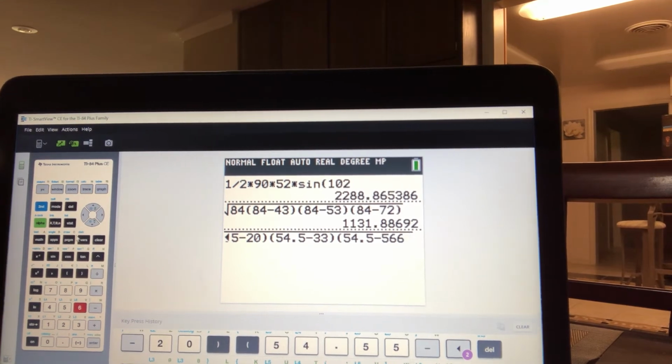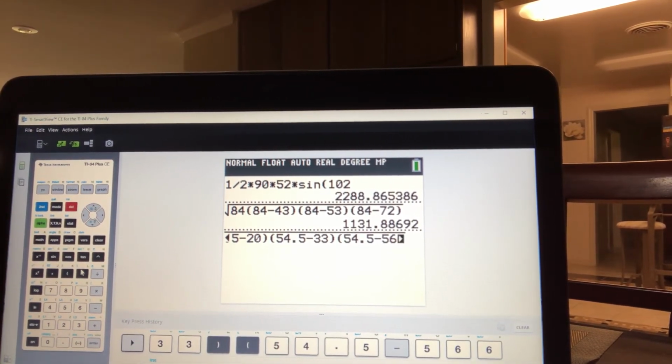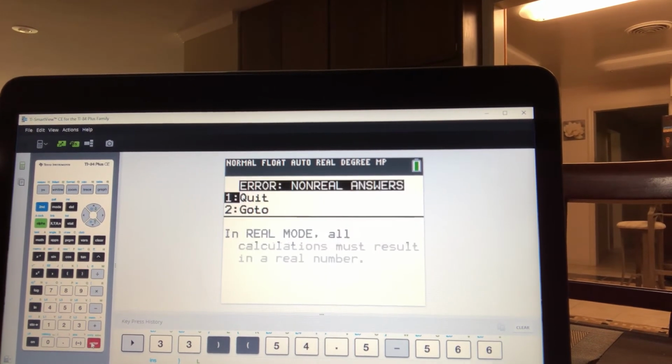I keep plugging the wrong thing in there. Okay, so take that extra 6 off. All right, so that should be it. Yeah, all right, so when I press enter, notice what happens. It says error, non-real answer. So what does that mean?